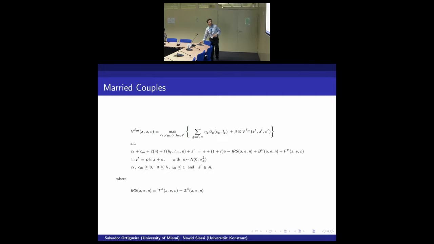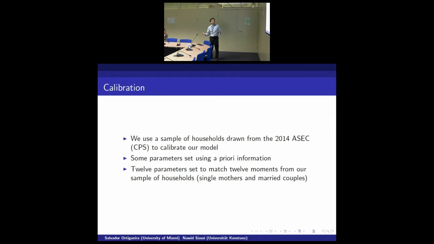Yeah. So this is the model. And now what we are going to do is to calibrate the model, to assign values to all these parameters. For that, we are going to use a sample of households drawn from the 2014 CPS. We have several thousand individuals in the three categories: single mothers, cohabiting couples of the two types, and married couples. We use information from them. This is the input we have to calibrate the model, and we do the standard calibration exercise.